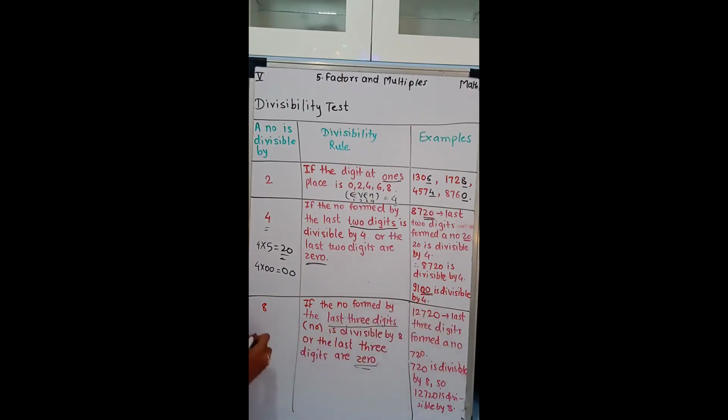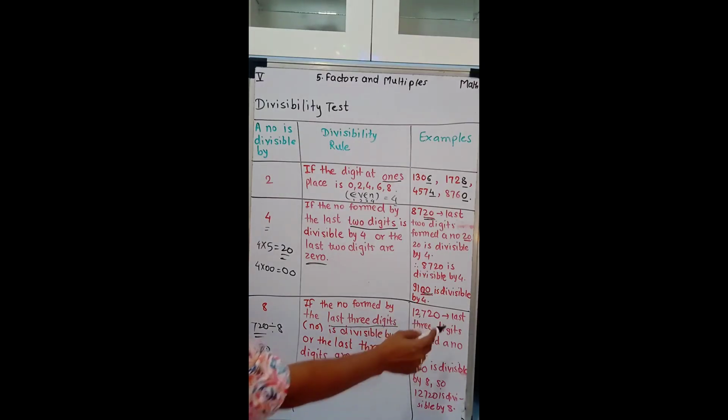Take 12,720. The last three digits are 720. So 720 divided by 8 is 90. As 720 is divisible by 8, this 12,720 is divisible by 8.